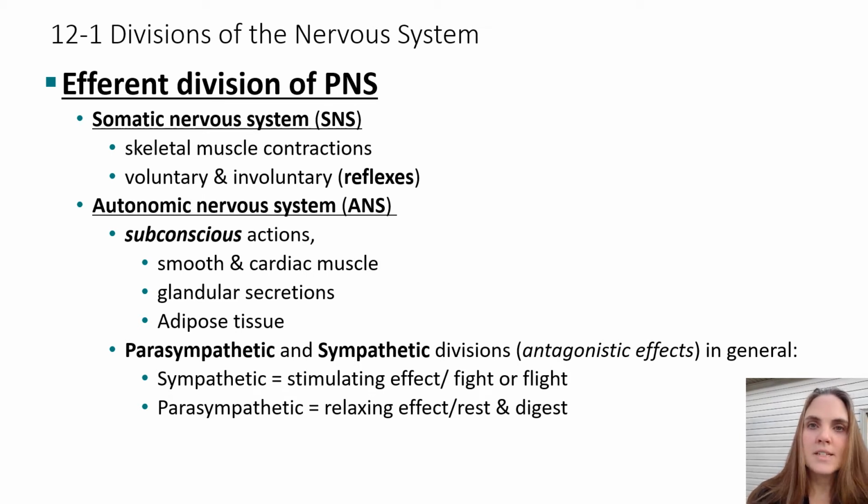And these have antagonistic effects in general, meaning they kind of work opposite of each other. The sympathetic system is usually thought of as the fight or flight system and usually has a stimulating effect. For example, if the sympathetic division is activated, your heart rate is going to increase, whereas the parasympathetic division is called the rest and digest branch and usually has a more relaxing effect on our body.